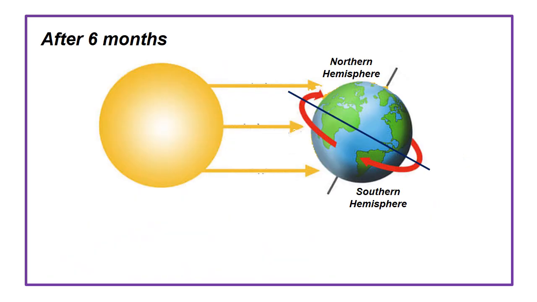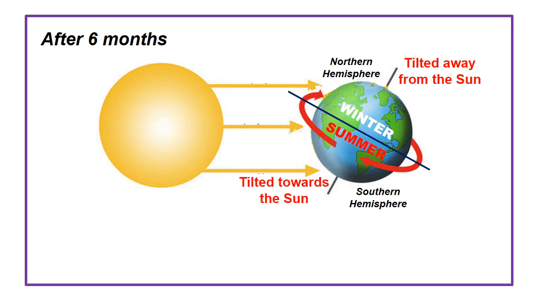Now, after 6 months, the position of the Earth in the orbit changes. This time, it is the northern hemisphere that is having winter. What do you think is the reason why the northern hemisphere is having winter? Because it is tilted away from the sun. Now, the southern hemisphere has summer because it is tilted towards the sun.